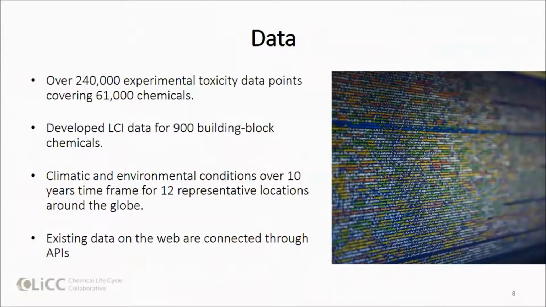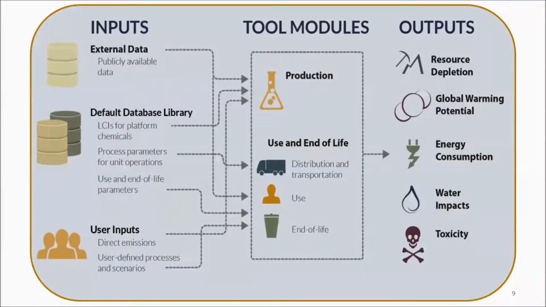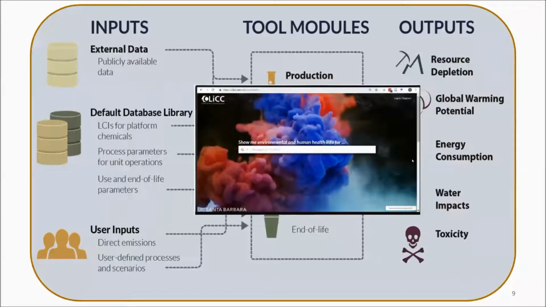In addition, we have collected a massive amount of data and connected existing data sets through APIs. We have collected over 240,000 experimental toxicity data points covering 61,000 different chemicals, and we developed life cycle inventory data for 900 building block chemicals with which you can build your own life cycle inventory for your chemicals. We have collected climatic and environmental conditions over a 10-year time frame for 12 different representative locations around the globe. Finally, we have developed the computer programs that link science and the data and incorporated them into a web-based platform.